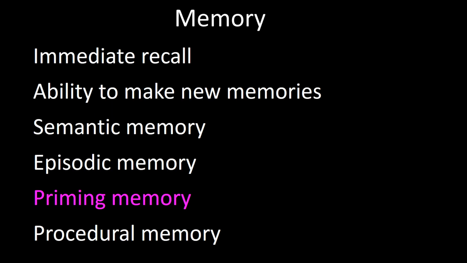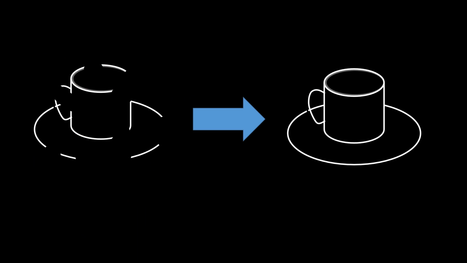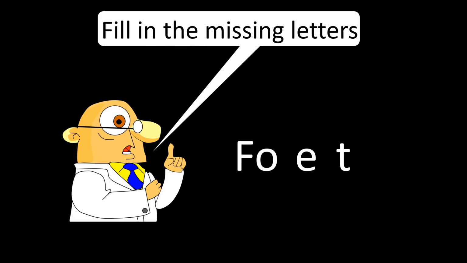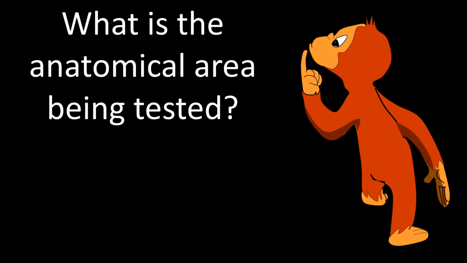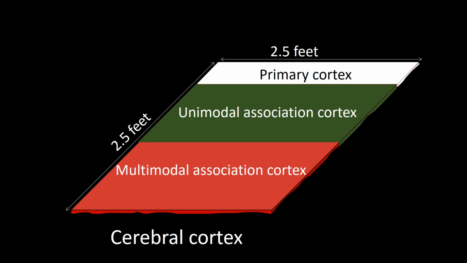Priming memory is checked by asking the patient to complete a partially drawn figure as indicated in this frame, or by asking the patient to complete the missing letters in a word. The anatomical areas involved while testing priming memory are widely spread in the cerebral cortex, that is, in the primary, unimodal association and multimodal association cortex, depending on the task given for completion.